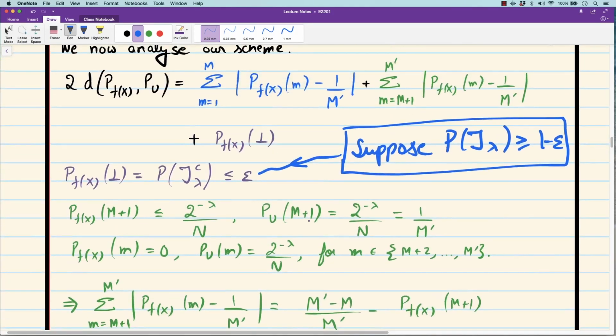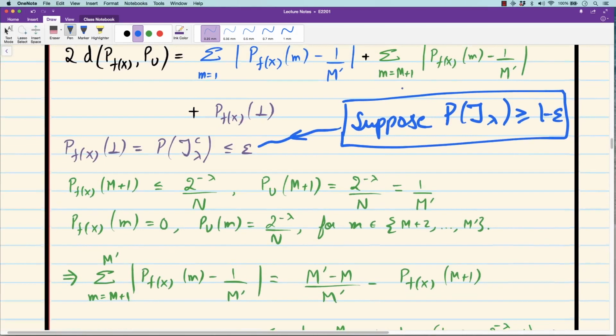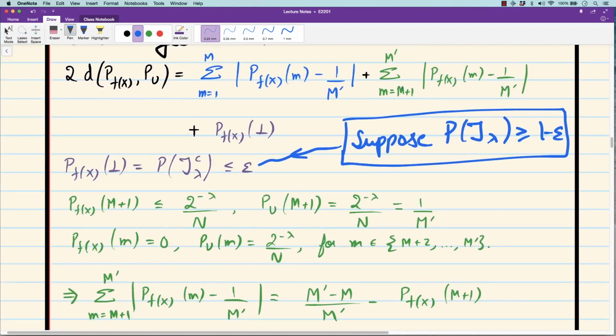Now let's look at this green term here. For the green term, what we notice is that the probability under f of m plus 1 is at most 2 to the power minus lambda by n. And the probability under f of anything more than m plus 1 is 0, because that's the maximum f declares. So this is the bound on this.